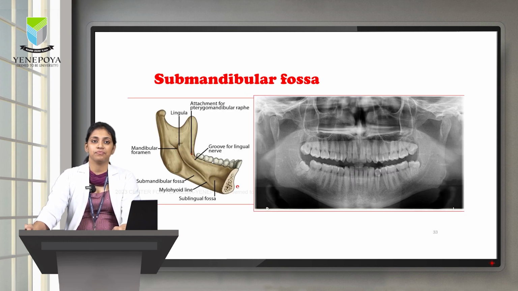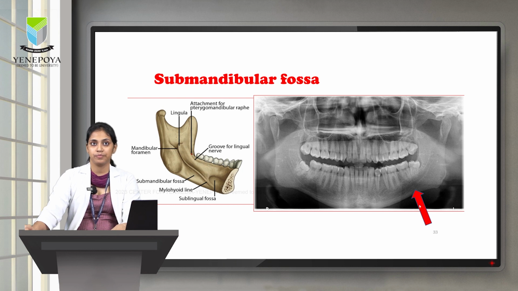Submandibular gland fossa, it is noted below the mylohyoid line, where the mandible is slightly hollowed out to lodge the submandibular gland. So, it appears as a radiolucency beneath the roots of mandibular molars, as you can see here, represented by this red arrow.